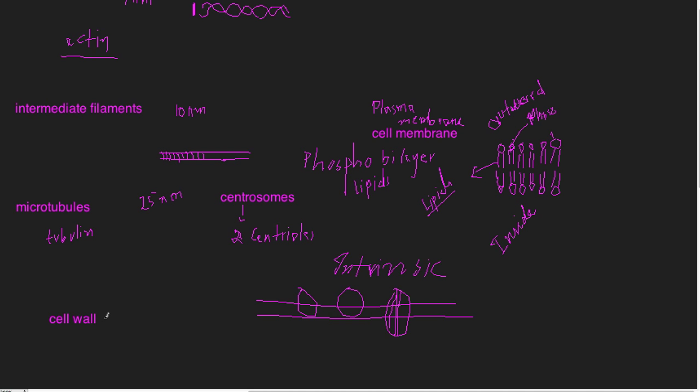The cell wall sometimes has pores or channels called plasmodesmata, which are channels that connect neighboring cells together, so cells can exchange materials and minerals among them.